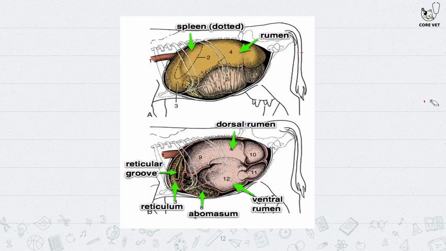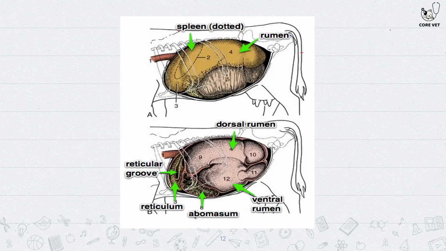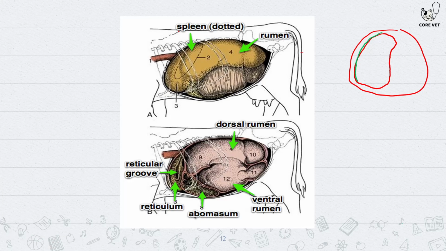Okay, now we will discuss the structure and the surfaces of the rumen. The parietal or left surface is convex, related to the left abdominal wall, diaphragm, and the spleen, and this surface presents a left longitudinal groove. Now this sentence is very complex, so let me explain. See, this is the abdominal cavity, and this was the rumen, right? Now what the line was saying is that the parietal surface, first, is convex. Second, it is related to the left side of the abdominal wall.